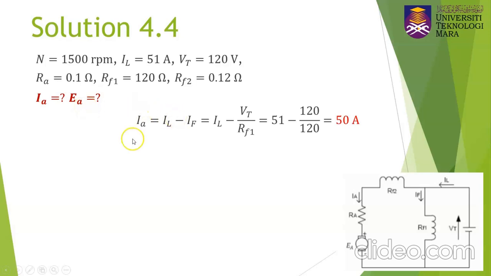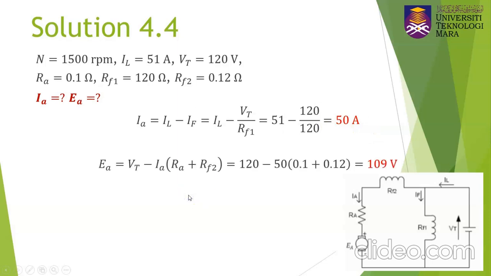Now in order to calculate the IA, same as for the shunt circuit, you need to apply the KCL, the Kirchhoff current law. From the Kirchhoff current law, you know that IA is equal to IL minus IF. IL is given as 51 ampere, IF is equal to V terminal divided by RF1. So here 120 volt divided by 120 ohm, you get 1 ampere. So 51 minus 1, you get 50 ampere. So it is just the same as the shunt circuit.